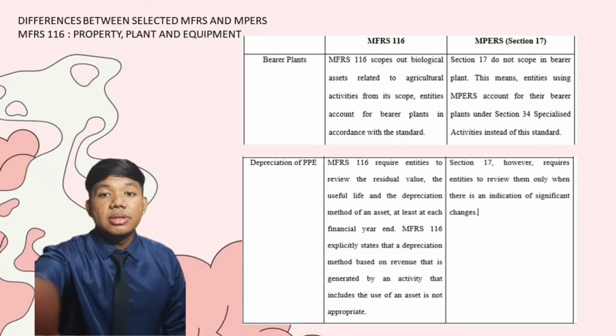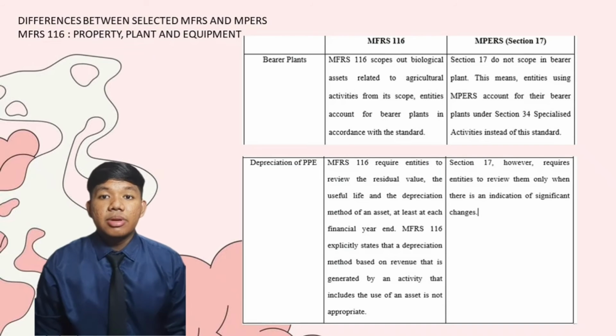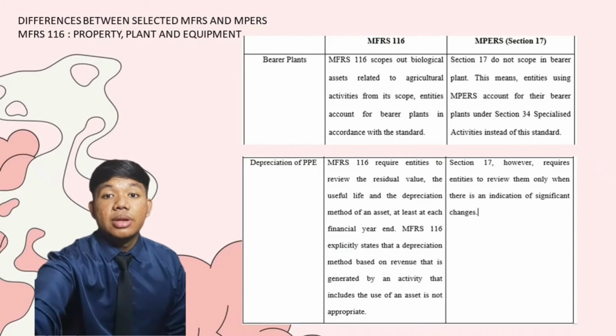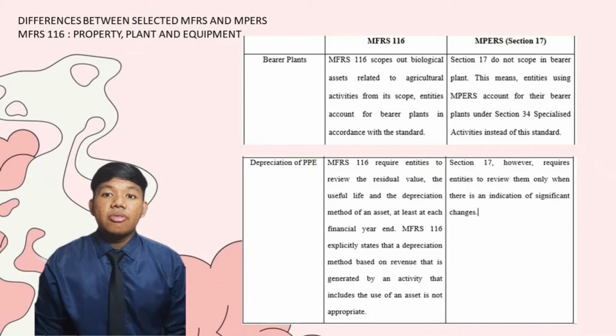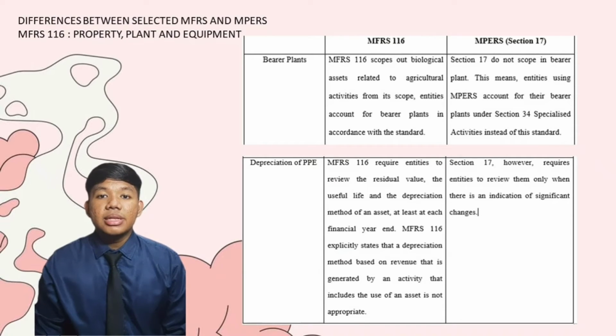The second difference is the depreciation of property, plant and equipment. MFRS 116 requires entities to review the residual value, the useful life, and the depreciation method of an asset at least at each financial year end. MFRS 116 explicitly states that a depreciation method based on revenue that is generated by an activity that includes the use of an asset is not appropriate. While for MPERS, Section 17, however, requires entities to review them only where there is an indication of significant changes.